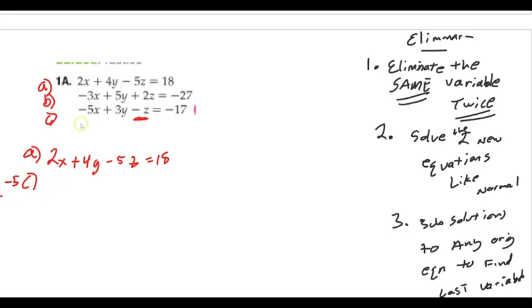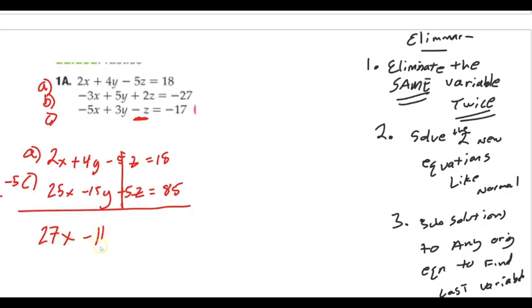Multiply the bottom row by -5. -5 times 5 is -25. -5 times 3 is -15. -5 times z is plus 5z. I use a negative because I want them to cancel out. I don't like subtracting. And then -5 times 17 is -85, plus 35. Hopefully I did it right. You add them up. These cancel. You get 27 minus 11y equals, let's see, -103.